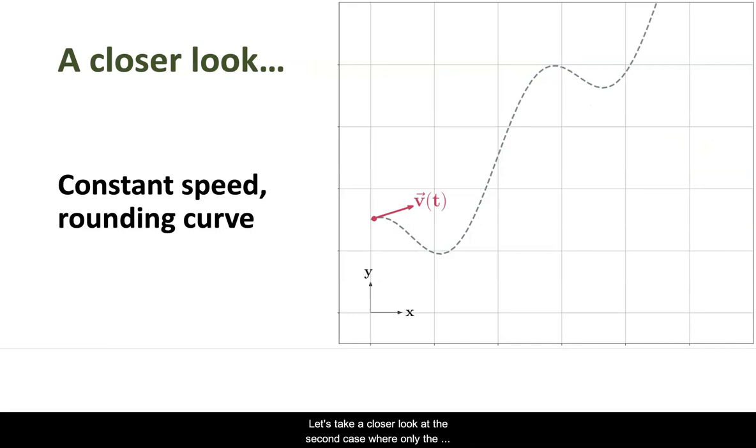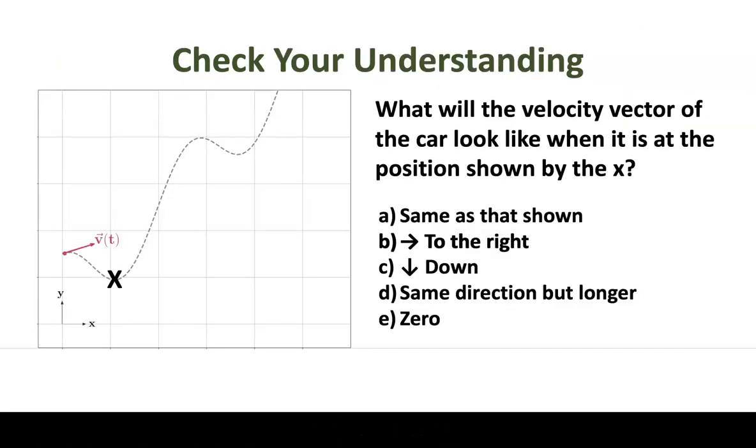Let's take a closer look at the second case, where only the direction is changing, and try to understand how to predict the direction of the acceleration from the change in direction of the velocity vector. In the image on the right, we see an object, such as the car in our driving video, represented by the red dot, about to embark on a journey along the curved path shown. The car's velocity vector at each instant of time is represented by the red arrow.